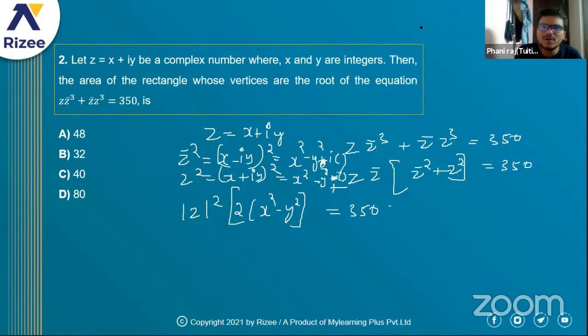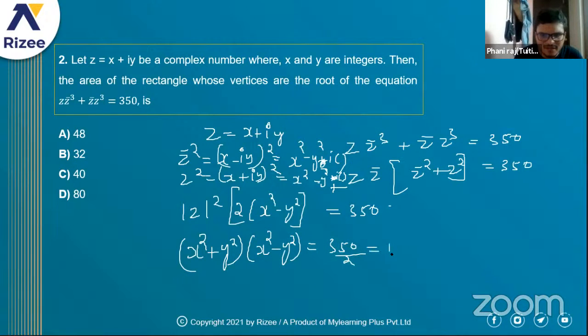Now, mod z square is the same. If z equal to x plus iy, mod z square is x square plus y square. So x square plus y square into x square minus y square equal to 350 by 2, which is the same as 175. Let's factorize 175 because the left side is an integer. You cannot have 175 as root 2 into root 2. That is also a factorization, but they said x and y are integers, so you can only factorize them as a product of integers.